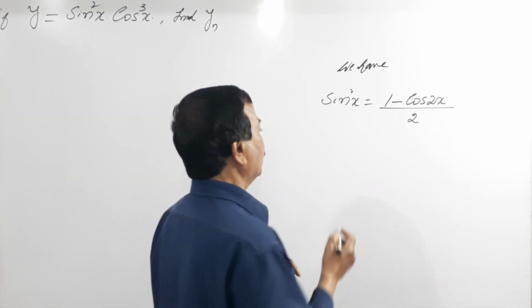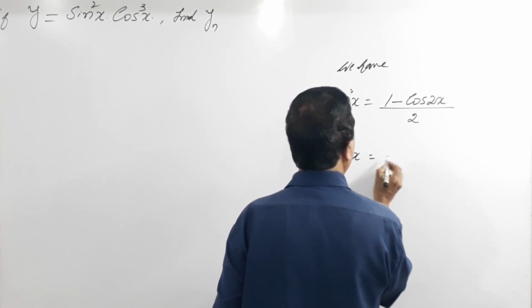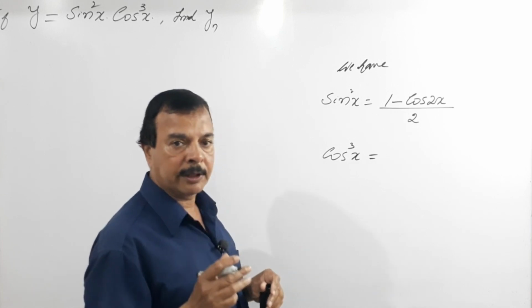Now we are left with cos cube. Now what is cos cube? Cos cube x. See, whenever you have cos cube, don't get confused in the examination.